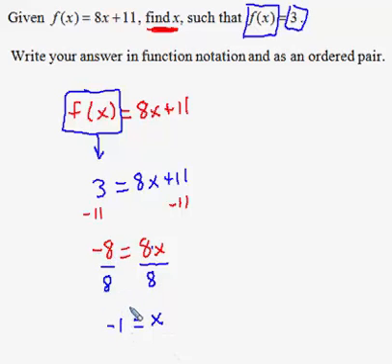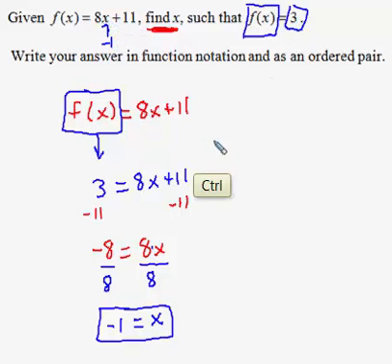So I found the x value. If someone were to substitute in there, they would get the output of 3. In fact, maybe you could do this in your mind. If you were to put a negative 1 there, you'd have 8 times negative 1, which is negative 8. And negative 8 plus 11 turns out to be 3. So we found the x value so that the output would be 3. So this is the answer.